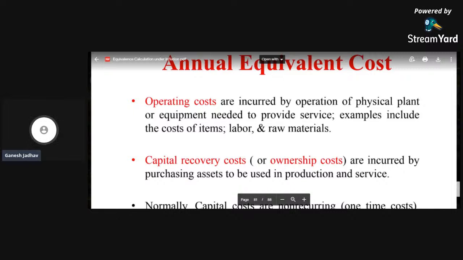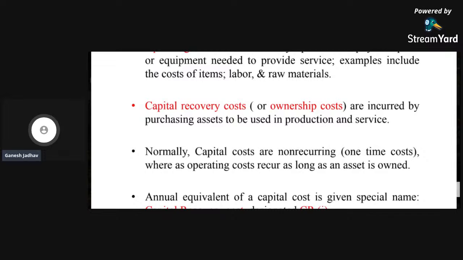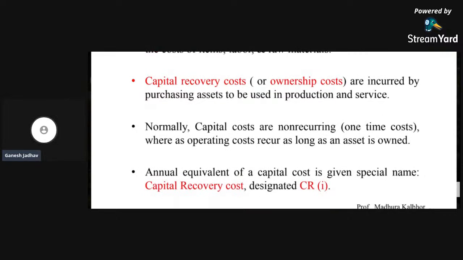Okay, and the capital recovery cost, that is the ownership cost, so they say that it is incurred by purchasing an asset to be used in the production and the services also. Okay, so this is the capital cost, so you have to capitalize whatever the investment, whatever your service cost, and whatever the adding the number of the services, you can calculate the capital recovery cost also.